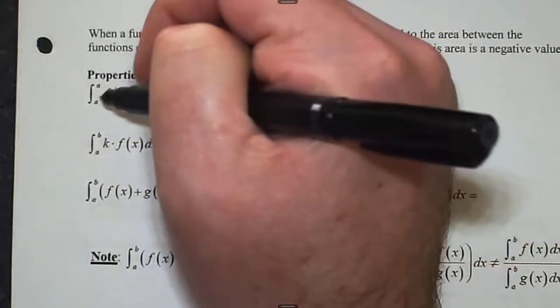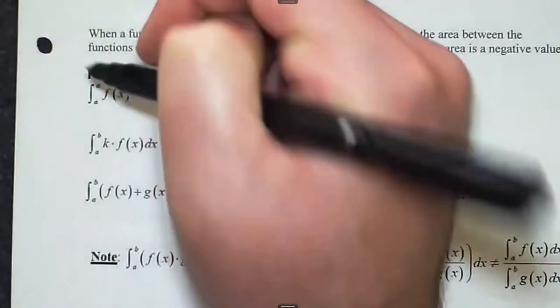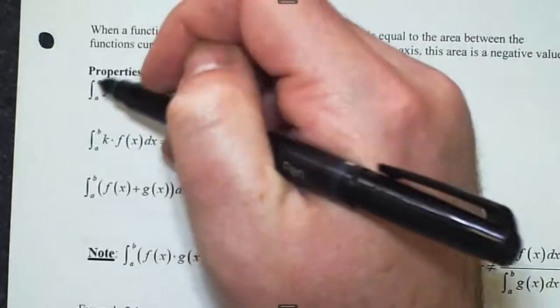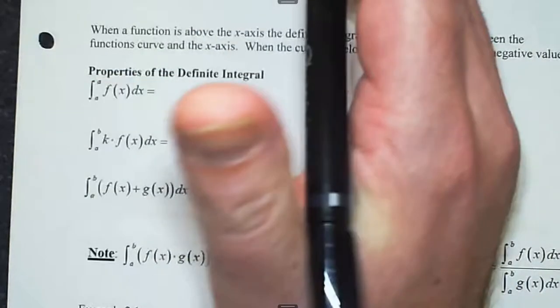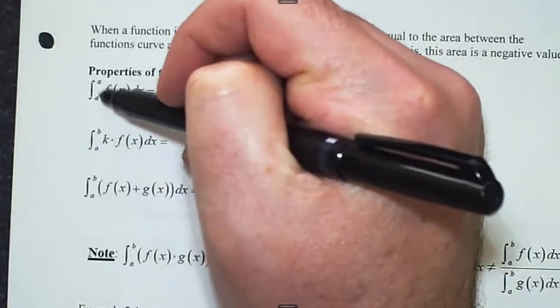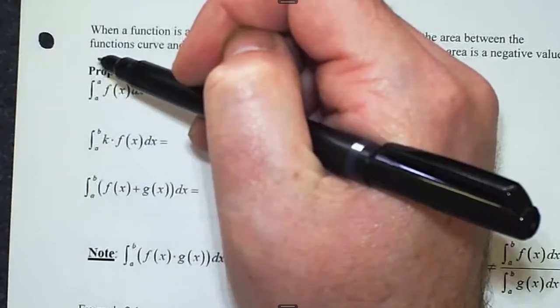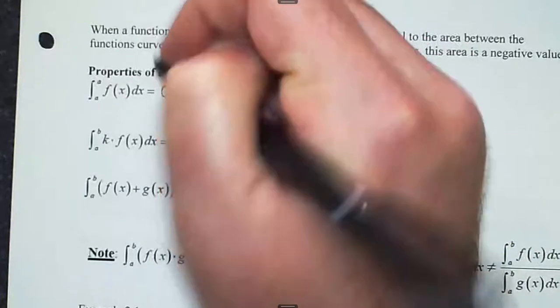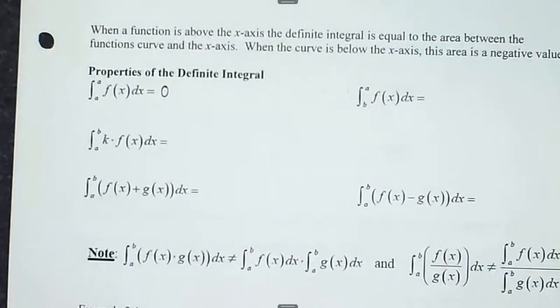If I take the definite integral from a to a, that would be finding the signed area under the curve of f from x equals 4 to x equals 4. I'd be having a width of 0. So I think we can agree that that must be 0.